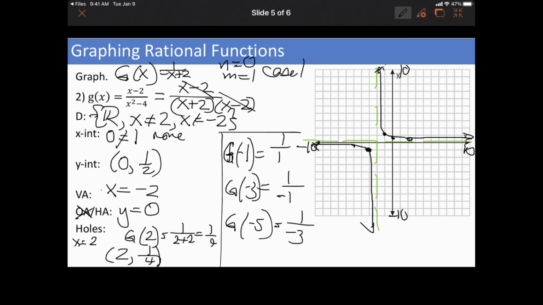And there you are. Hopefully that one wasn't so bad. Just getting used to holes. All right. So remember all the different pieces. Take really good notes on how to find each thing in your own words and your own writing. Sentences will help.